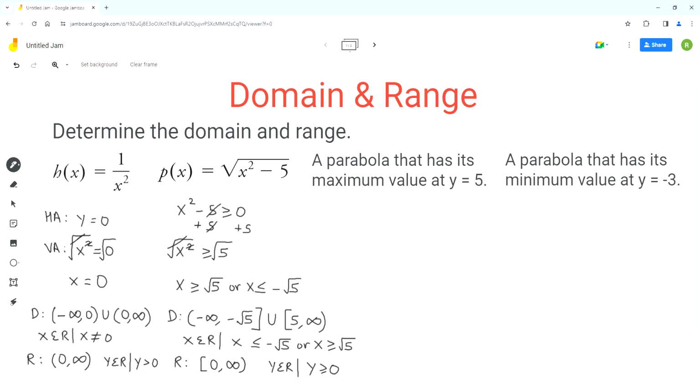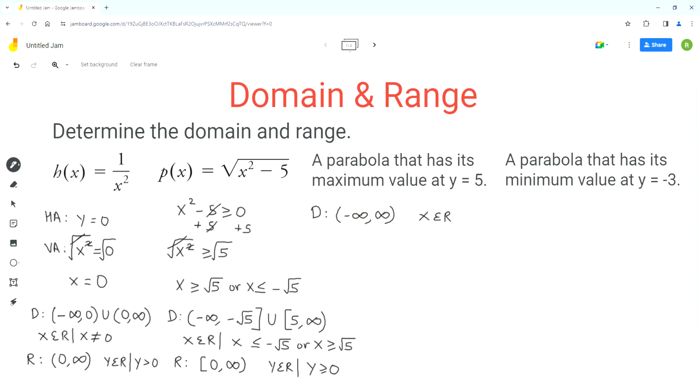So the next function is a parabola that has its maximum value at y equals 5. Now for a parabola, the domain is always all real numbers. So in the interval notation, the domain can be written as negative infinity to positive infinity. So there is a very important concept you have to keep in mind for the domain of a parabola that has no given restrictions. In the other notation, we can just write the domain as x ∈ ℝ. That means x can be any real number.